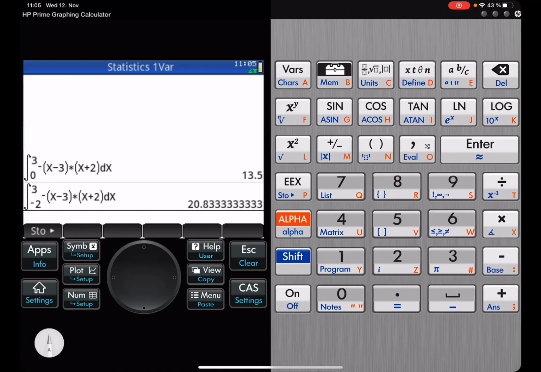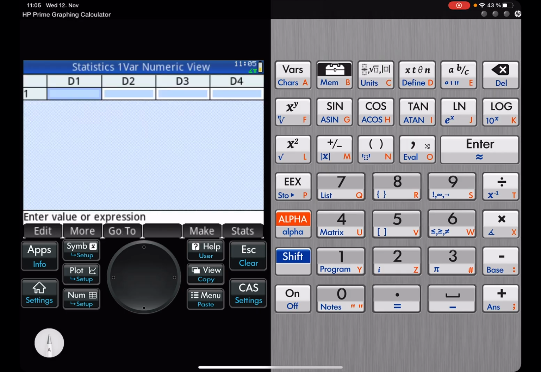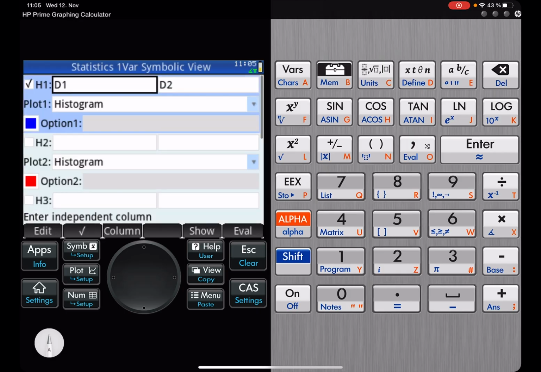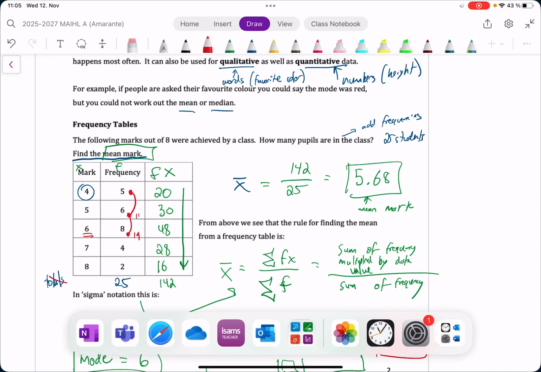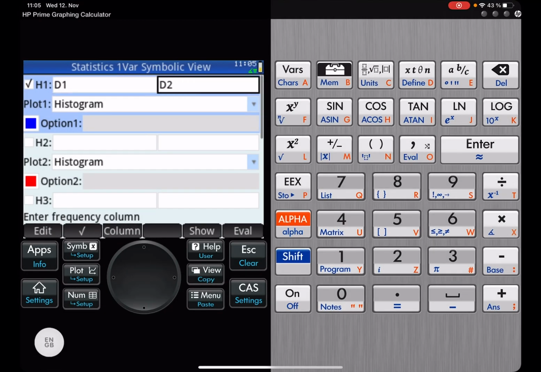So let's start over. Let's go to stats1. It'll take you here. If you click symbol, this is a very important thing. The independent column is the thing that you're measuring. Like in the example of the marks question, that would be D1. And then D2 is either blank, if it's just a list of data without frequencies, it should be left blank. But in this example of the marks, we had a frequency column, so D2 is going to represent our frequency column.